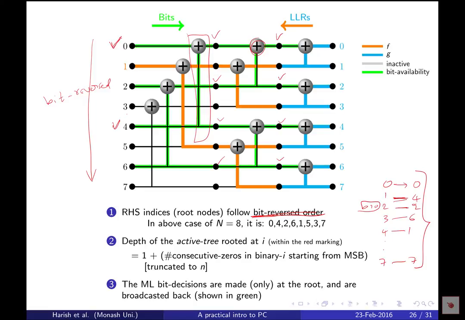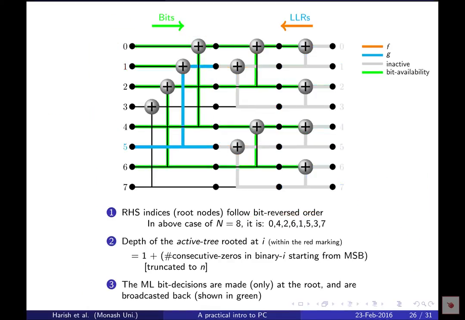So just three things are to be noted, as I noted here. The bit reversed indexing order is the first thing, and then the active depth of the tree, that is the second thing, and the ML bit decisions are to be made only at the left hand side of the circuit. They have to be broadcasted to the rest of the circuit, but not made. Once you know the likelihood, you should not immediately make a decision at the rest of the nodes, unless it is the left hand end of the circuit. So you have seen pretty much what is happening.